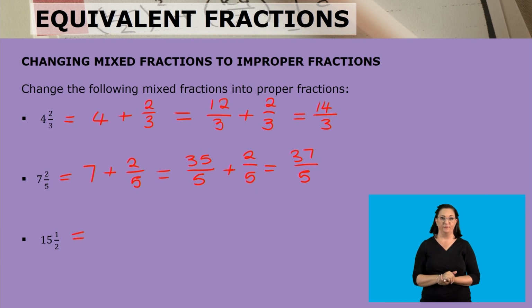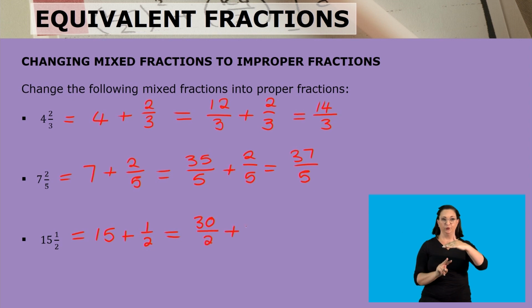We have 15 wholes and 1 half. That means 15 plus 1 half. But if I want to write 15 with a denominator of 2, that is just 30 halves. And we are going to add that to 1 half. That will give me 31 halves in total.